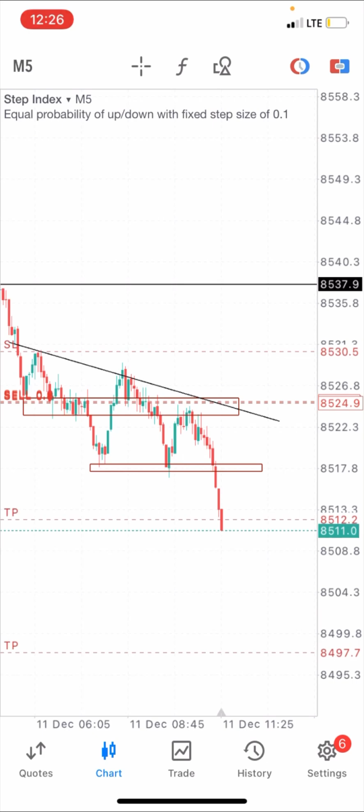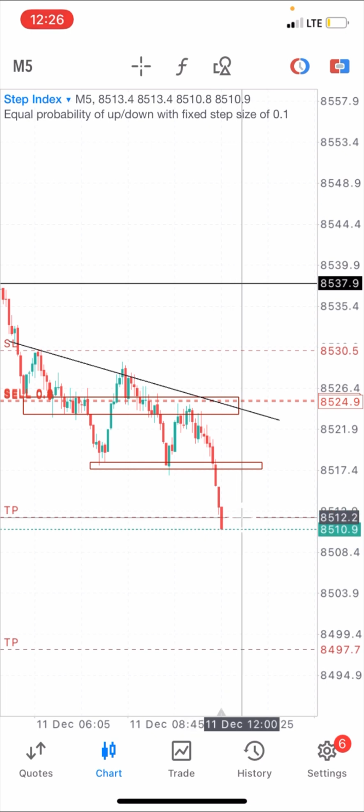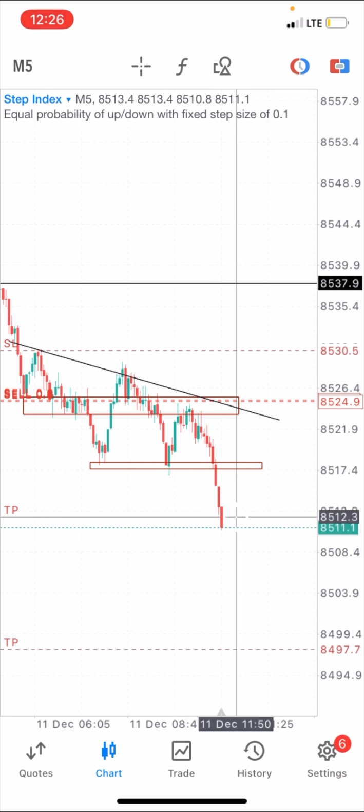All right, guys. So we just smashed step one on Step Index. So I'm going to show you how I came up with this entry. You can see our first target here. I don't know why it is not out yet, but of course we've smashed that.